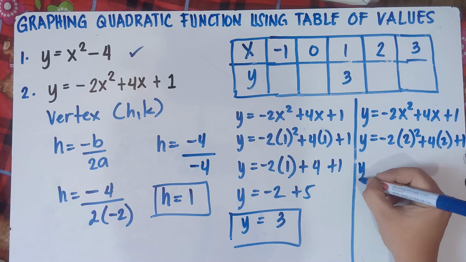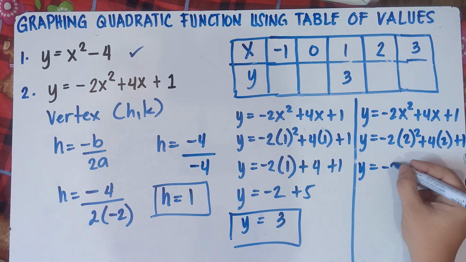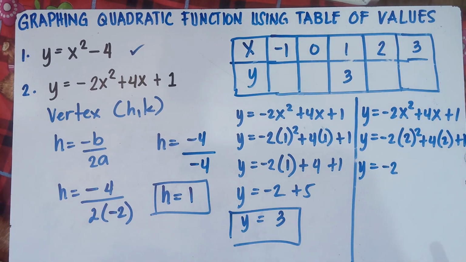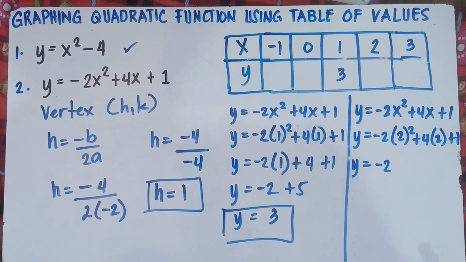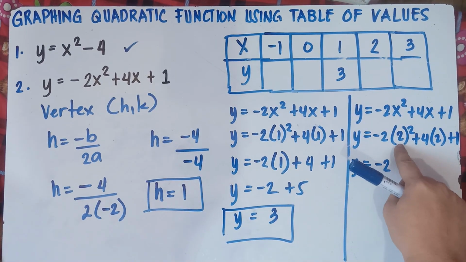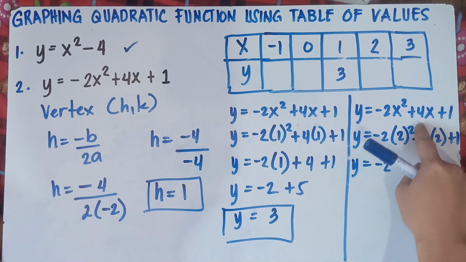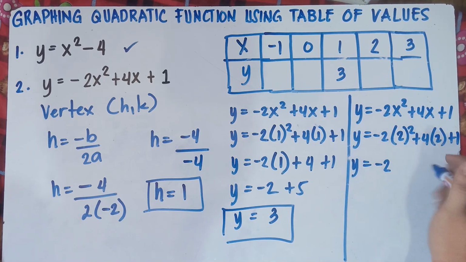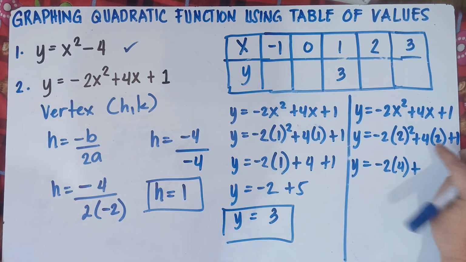So this will be y equals, copy negative 2. Then this will be 2 times 2. So once again, simplify this one first: parentheses, exponent. So this will be 2 times 2, that is 4, plus 4 times 2, that is 8, then plus 1.